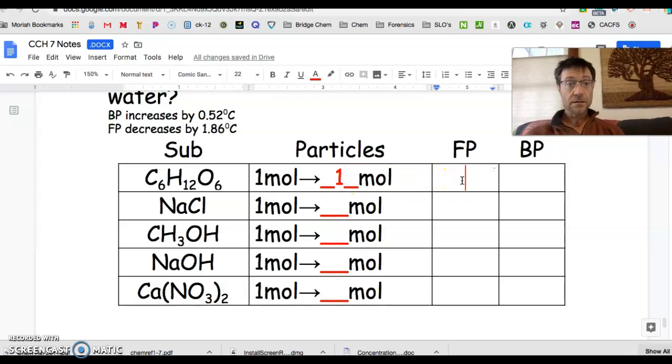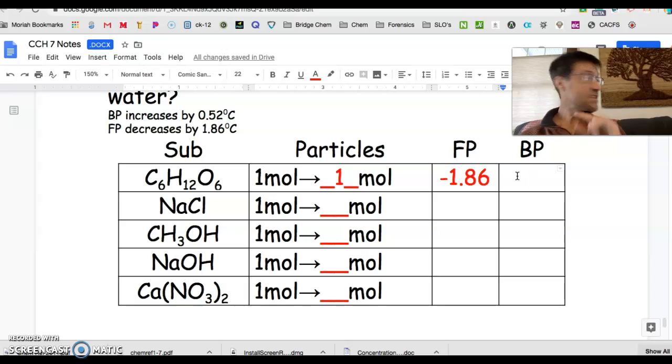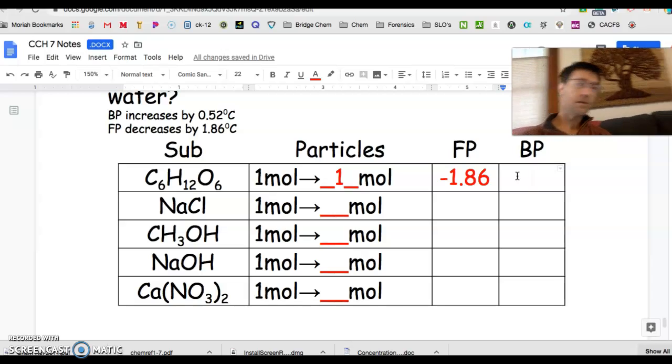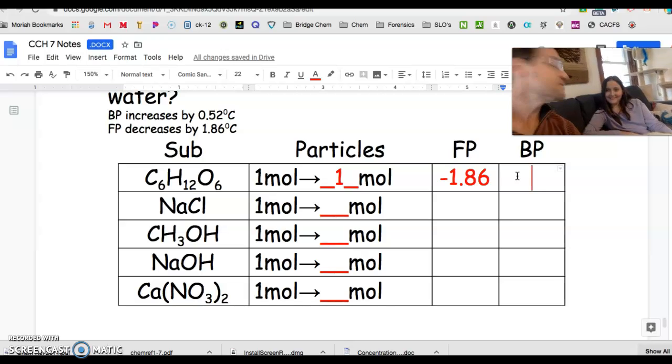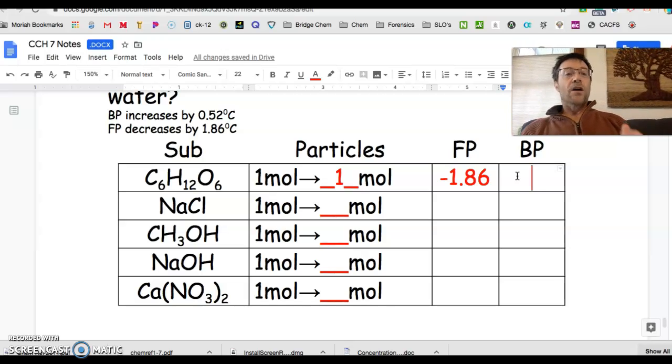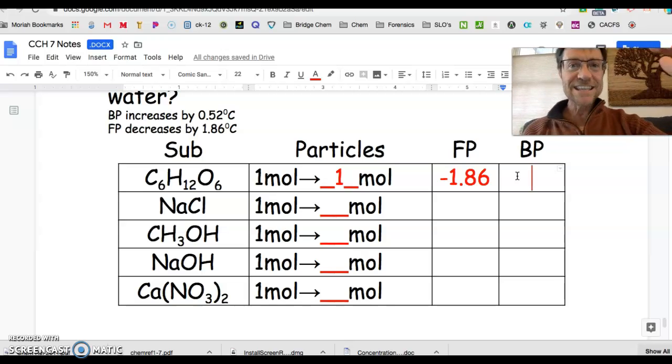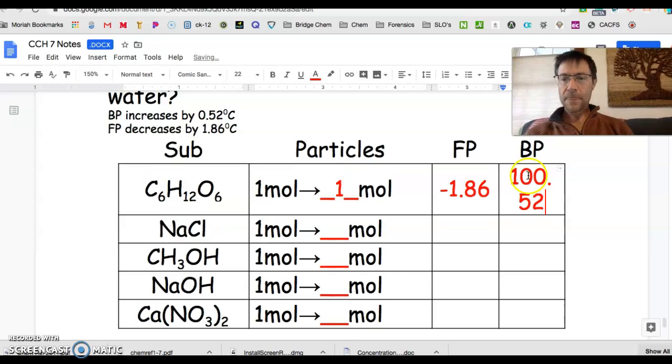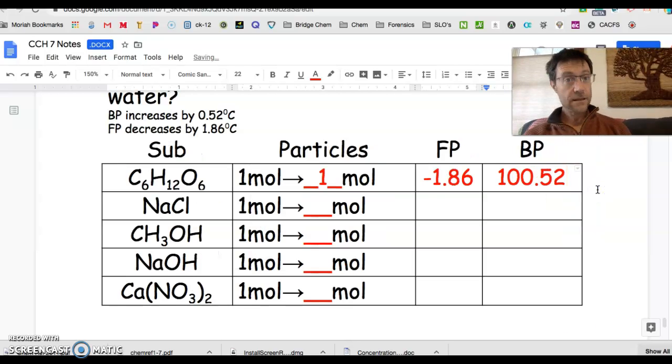So the freezing point is negative 1.86, because remember, you start at 0 and it goes down. It decreases by 1.86. And the boiling point, now remember, what is the boiling point of water? 100. Water boils at 100 degrees, and then it increases by 0.52. That's ugly, but you see how that works, guys?